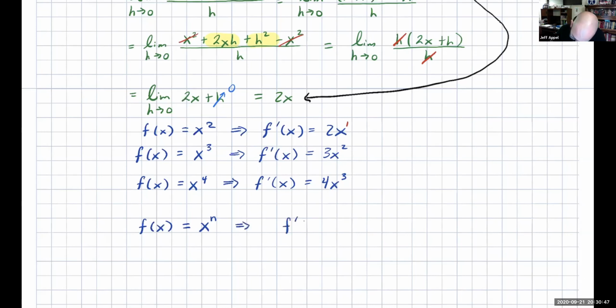f prime of x is equal to, whatever your power is, whatever that number n is, that gets moved to the front and becomes a coefficient that's being multiplied. So it's going to be n times your base x, and then the exponent where the n was, if you'll notice in the ones we've done, reduces by 1. So this is going to be n minus 1.